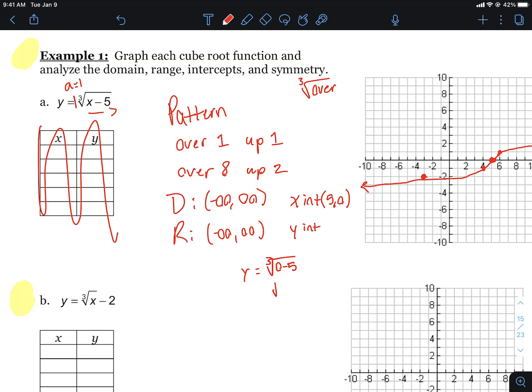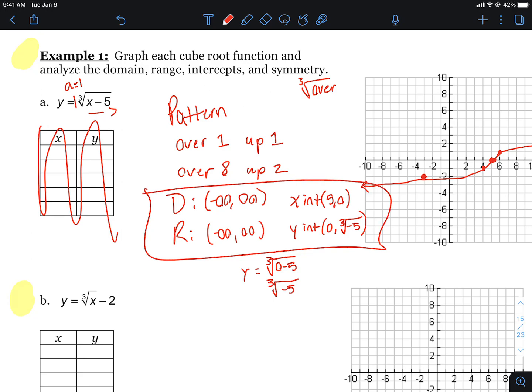And that's just the cube root of negative 5. You could go and get that decimal if you want, but for now I'll just say this is (0, cube root of negative 5) like that right there. And that would be good for your x and y intercepts there. So there's your domain and range, there's your patterns.